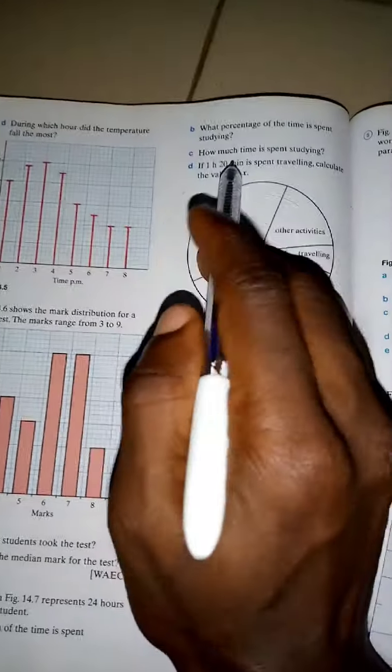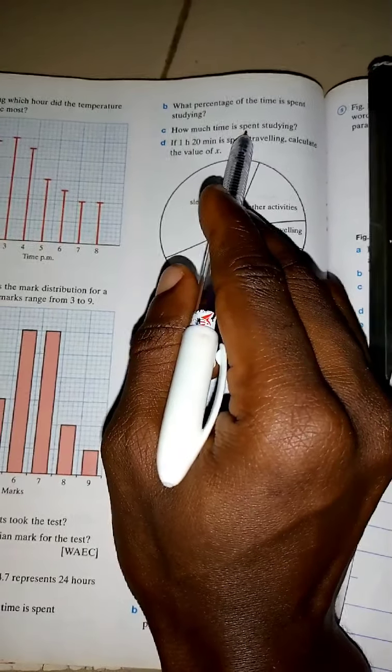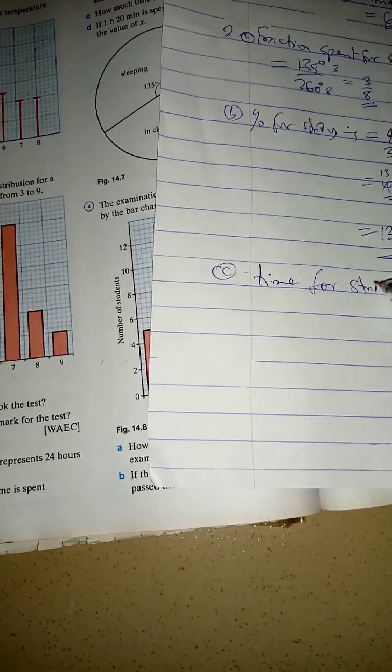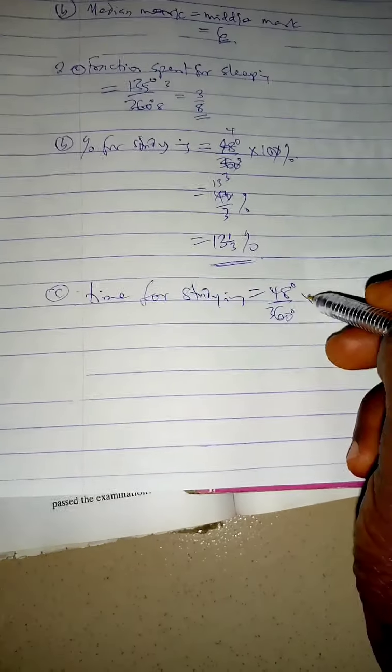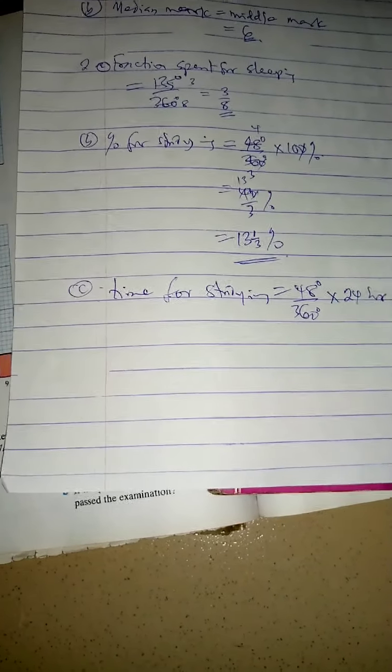Now, how much time is spent studying? When you check your question, the whole time for the life of that student is 24 hours. So you want to know the time for studying. So time for studying will be angle for studying over total angle times the whole time, which is 24 hours.